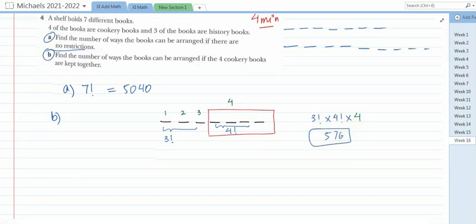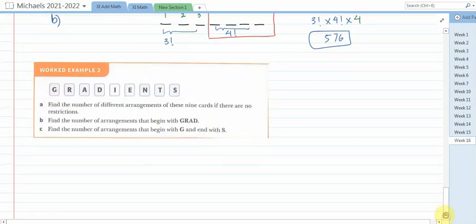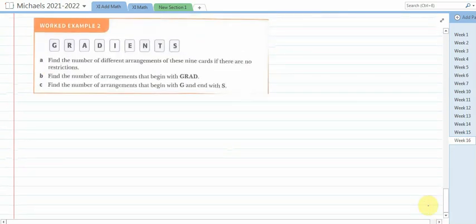Alright, so after this question, I think it's quite good if we attempt some examples. It's an example from your new book. It says you have the word GRADIENTS, as you can see on your screen. Find the number of different arrangements of these 9 cards if there are no restrictions. Find the number of arrangements that begin with GRAD. Find the number of different arrangements that begin with G and end with S.